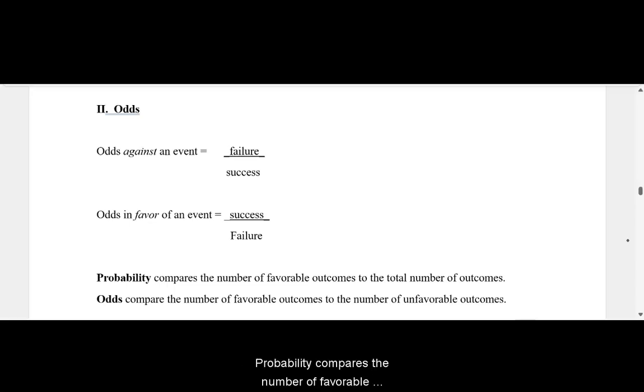Probability compares the number of favorable outcomes to the total number of outcomes, right? That's what we just talked about in the previous video. Odds compare the number of favorable outcomes to the number of unfavorable outcomes. So instead of looking at the total number of outcomes, we're actually putting it over what's left over. We're kind of splitting it.